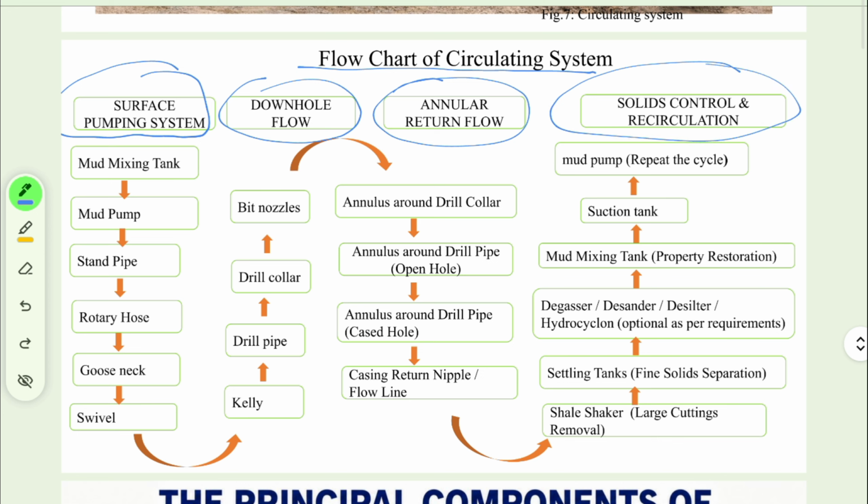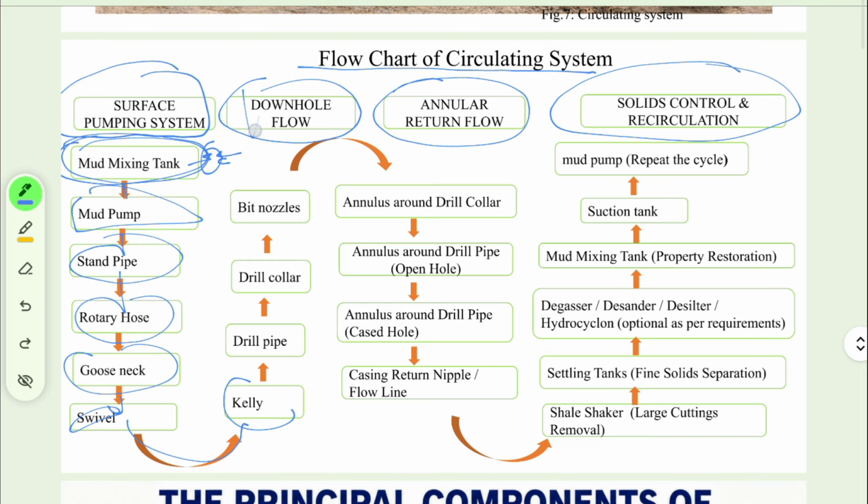So initially, the mud mixer mixes some amount of water, some polymer, some clay, right? This is the basic function of the mud mixer. After that the mud goes through the mud pump, then the standpipe, then the rotary hose, then the gooseneck, through the swivel to the Kelly, and when it comes to the Kelly, this comes under the downhole flow, right?